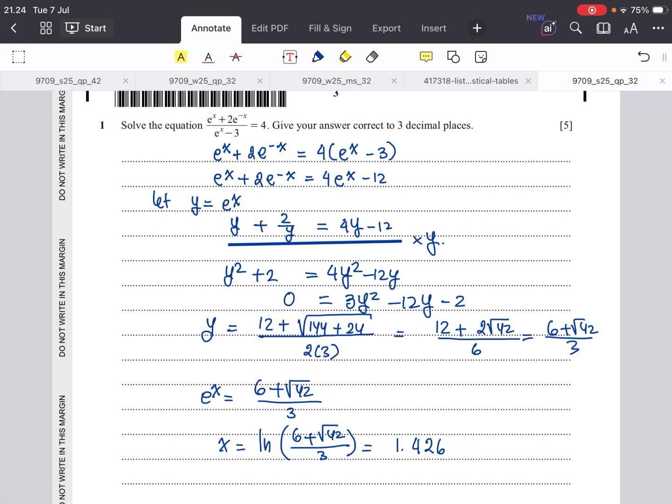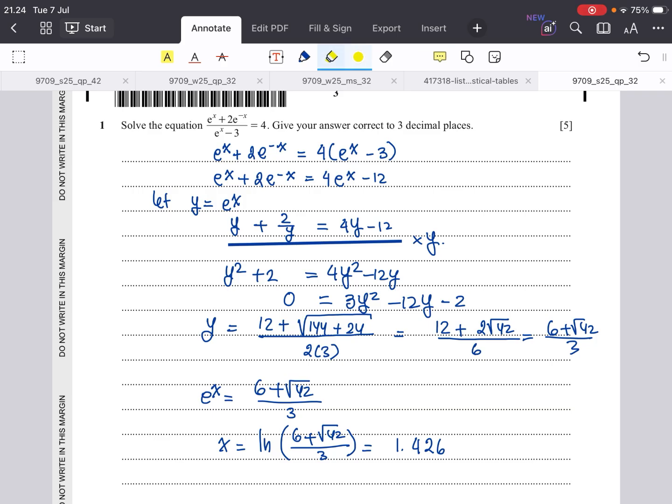Question 1. Solve the equation (e^x + 2e^(-x)) / (e^x - 3) = 4. Give your answer correct to 3 decimal places.